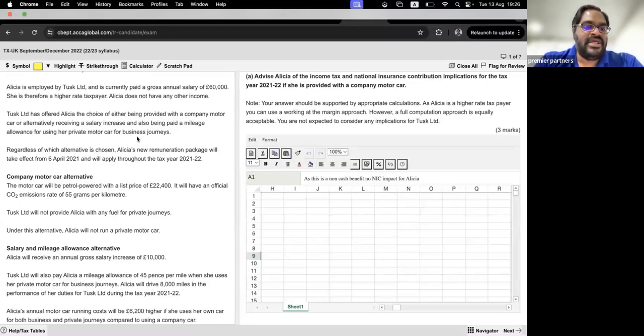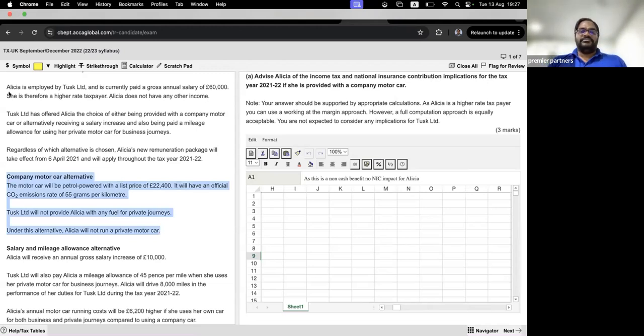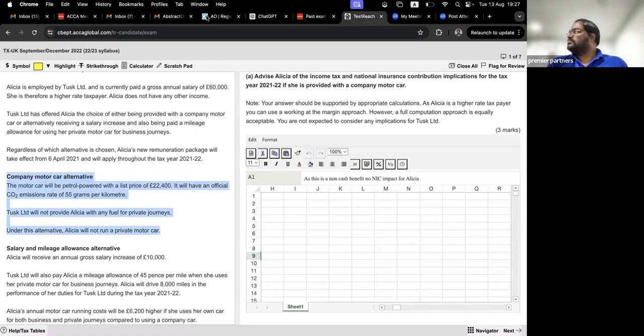Company motor car. The motor car will be petrol powered with a list price of 22,400. It will have an official CO2 emission rate of 55 grams per kilometer. Task Limited will not provide Alicia with any fuel for private journeys. Under this alternative, Alicia will not run a private motor car. So that is enough to answer for part A. Are we clear on the scenario for part A?